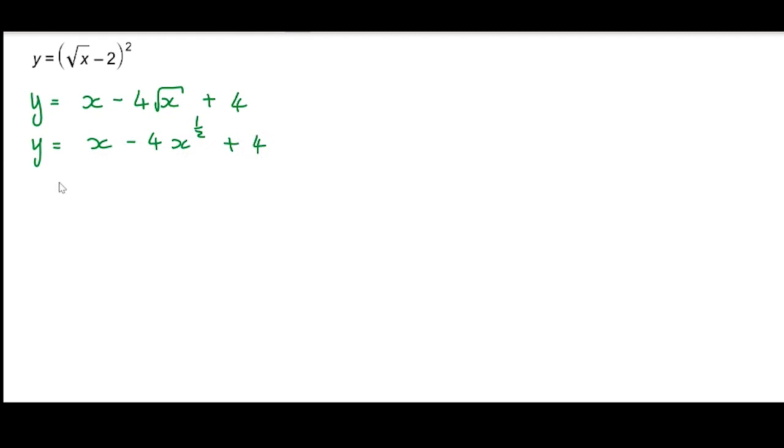Notice I haven't differentiated it. Only now am I going to differentiate it, and I'm going to call this dy dx. All right, or we could say y dashed. Okay, and what it's going to be is 1 minus, now the half's going to come down, multiply with the 4, so I'm going to get half times 4 is 2x to the minus a half, and the derivative of plus 4 is 0. There's my answer.